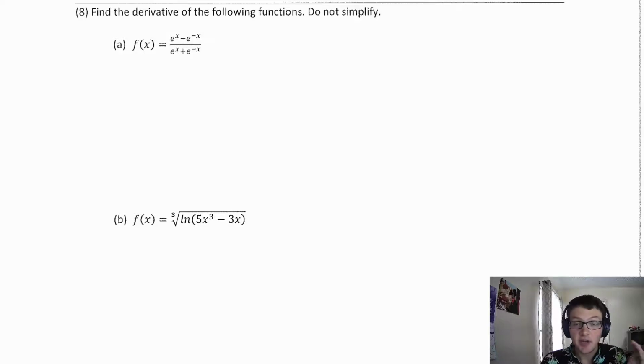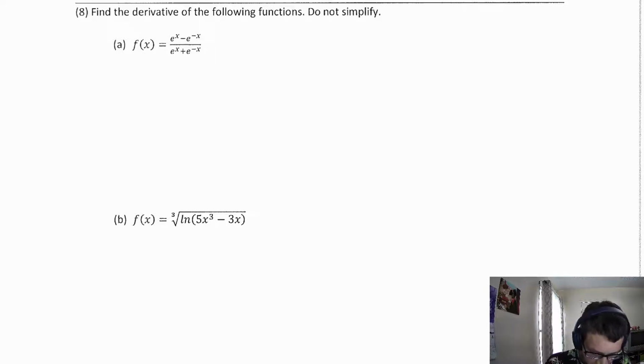Hey everyone, today we're going to finish out that practice exam that we started on Tuesday. So we did the first 7 questions, so I'm just diving in right where we left off. For number 8, we want to find the derivatives of the following functions and don't simplify.